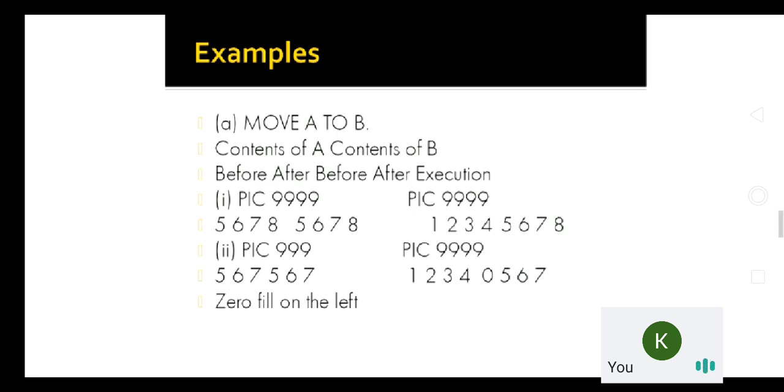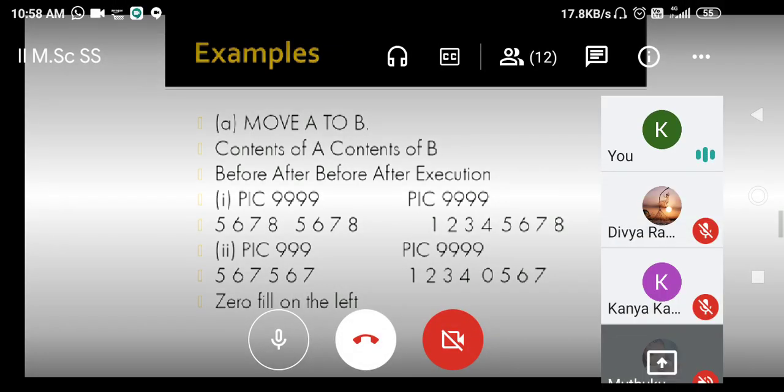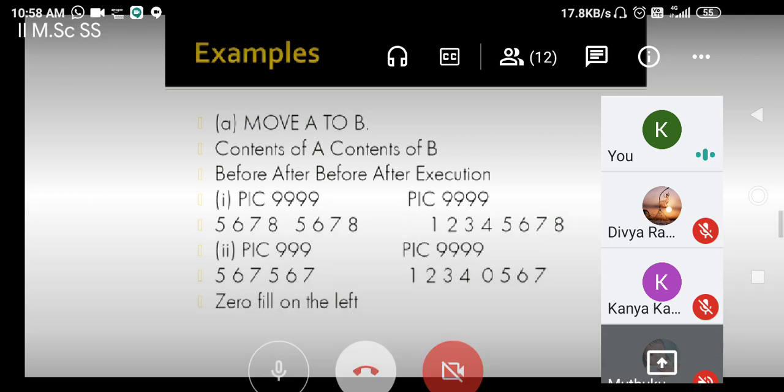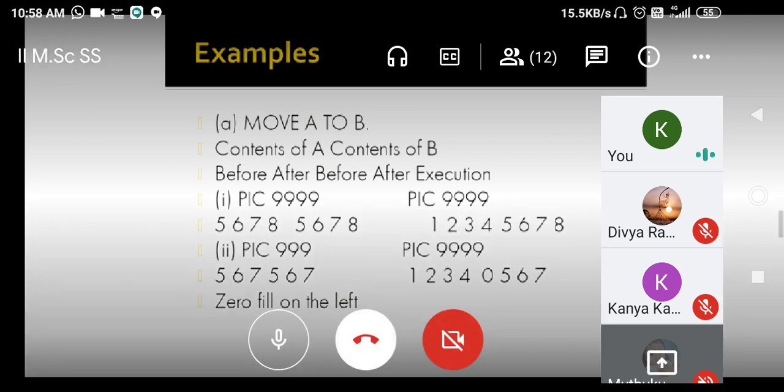So before execution, the identifier B doesn't have any value, but after execution of this data movement verb, what will be the value of identifier B? So type your answers in the chat box.